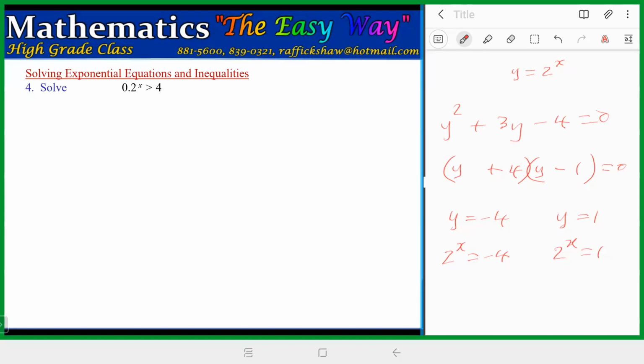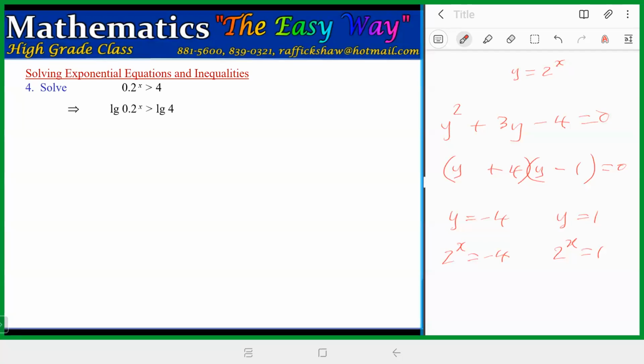Inequality, or try to find x. Remember, when the thing that you want is in the power, you must take logs. Pure math students are going to take ln, and math students take log to base 10. When the thing that you want is in the power, you take logs on both sides. That's the first step. Take logs on both sides.